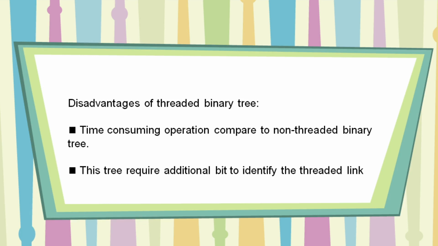Disadvantages of threaded binary tree. Time consuming operation compared to non-threaded binary tree. Insertion and deletion from a threaded tree are very time consuming processes. This tree requires an additional bit to identify the thread link. For each and every node, we need to identify a thread link, either the left link or a right link. So it requires an additional bit.